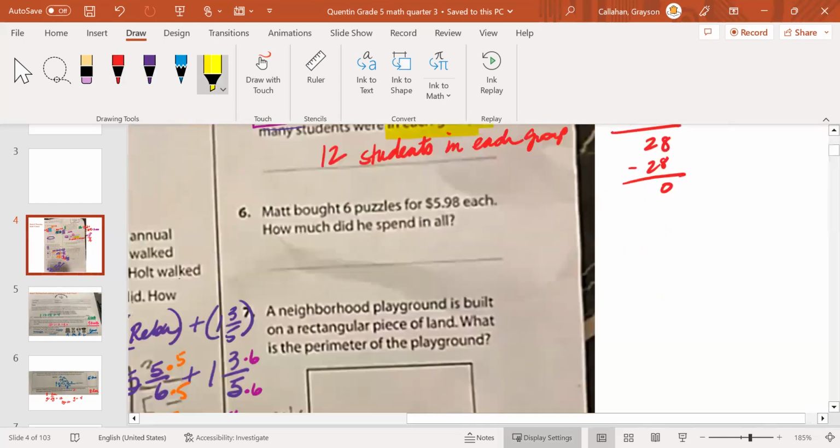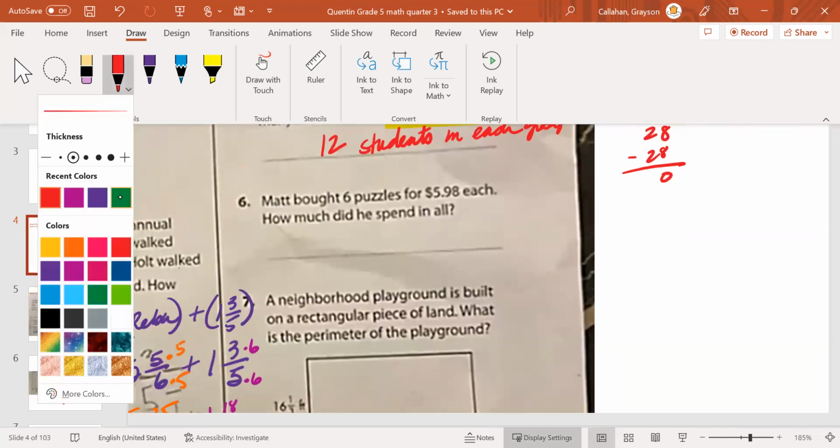Okay. Number 6. You okay, Em? Okay, that's good. Go. Quentin, go. Matt.